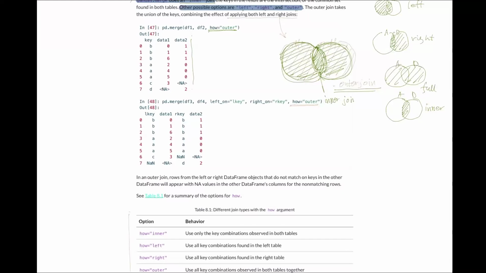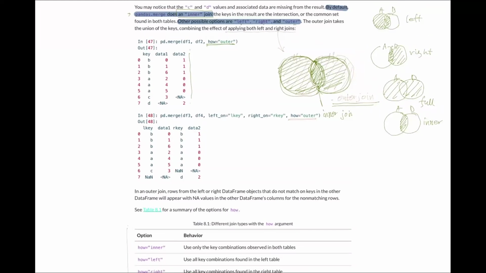So once you can understand this kind of Venn diagram about the join and merge, now you are already done with understanding how you can join all the data sets for the data frame in Python. Okay.